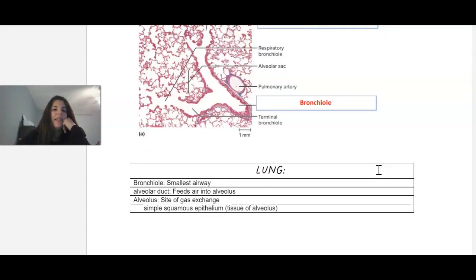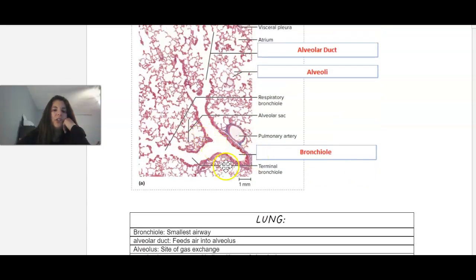And again, the bronchioles are the smallest tubes. Those alveolar ducts are what's going to feed the air into the alveoli or the alveolus, and those are where gas exchange takes place. So all of these would be surrounded by capillaries where oxygen can leave the alveoli and go into the blood, and carbon dioxide can leave the blood and go back into the alveoli. So those are the structures that are involved in your respiratory system.